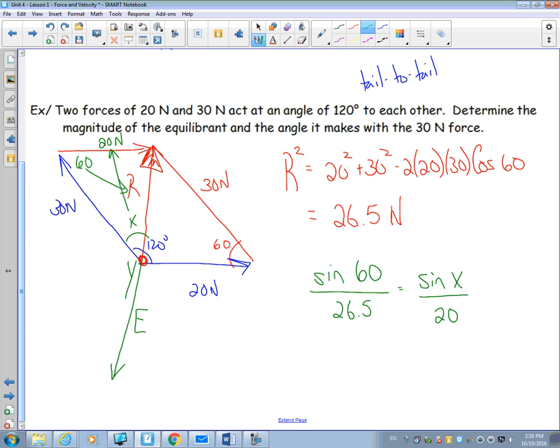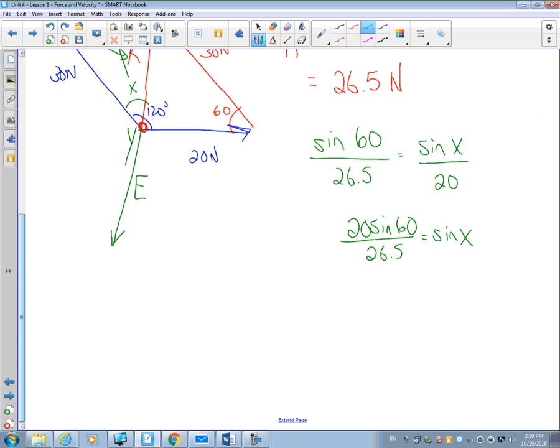And I can solve this by cross multiplying and then taking an inverse. If I do that, I end up with 20 sine 60 over 26.5 equals sine x. I put that on my calculator, take the inverse of it, and x comes out to 78.2 degrees. That's the angle of the resultant. Everything I've done so far is the resultant.